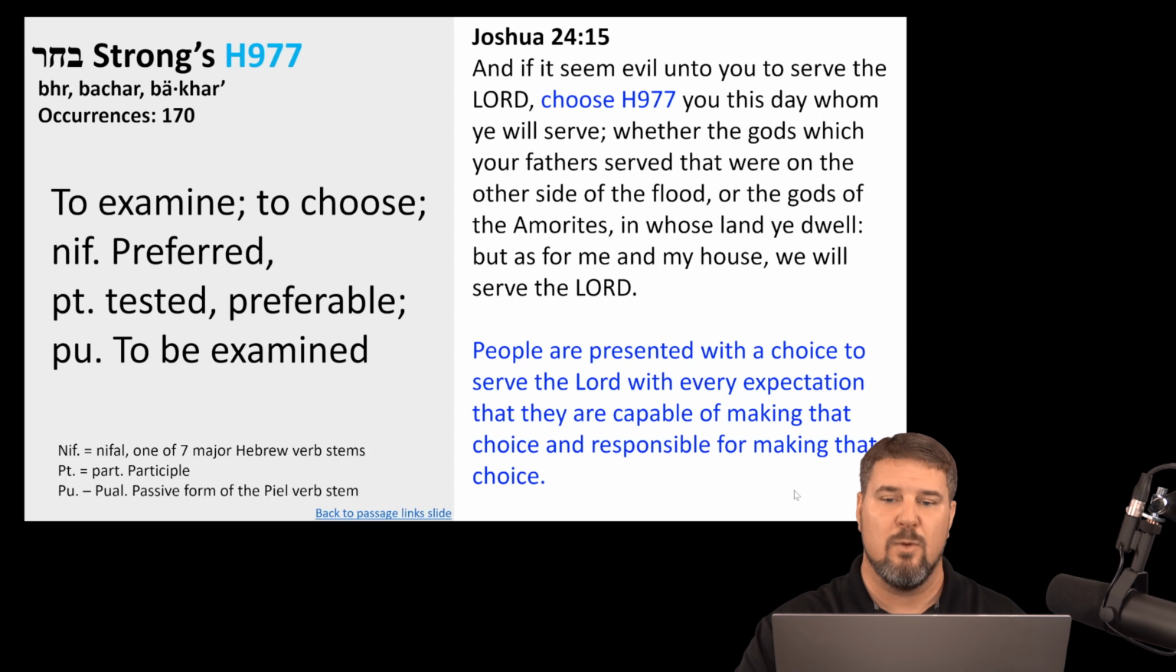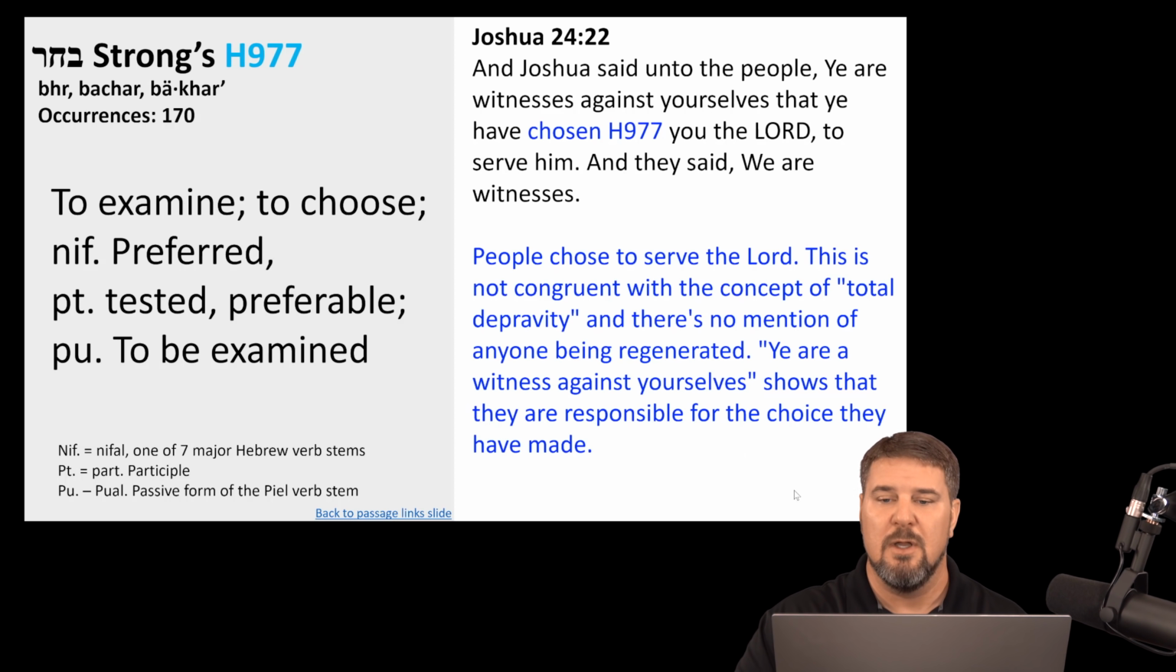In Joshua 24:22, and Joshua said unto the people, ye are witnesses against yourselves that ye have chosen you the Lord, to serve him. And they said, we are witnesses. So the people chose to serve the Lord. This is not congruent with the concept of total depravity, and there's no mention of anyone being regenerated. We're going to have another question and answer video coming up where we're going to talk about, were people regenerated in the Old Testament? No, they weren't, and we'll talk more about that in a future video. Your witnesses against yourselves shows that they are responsible for the choice they have made.